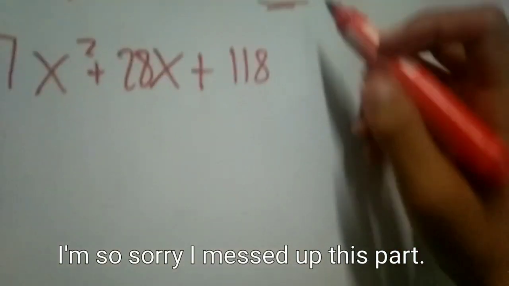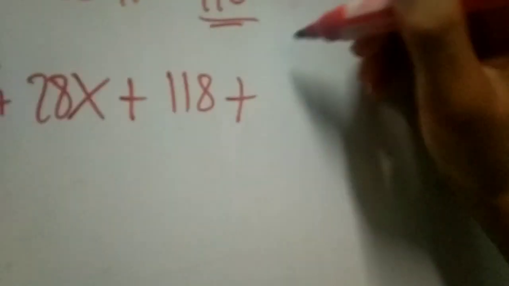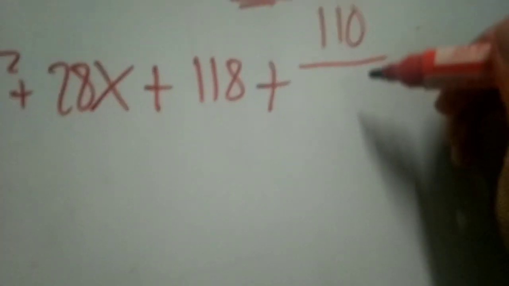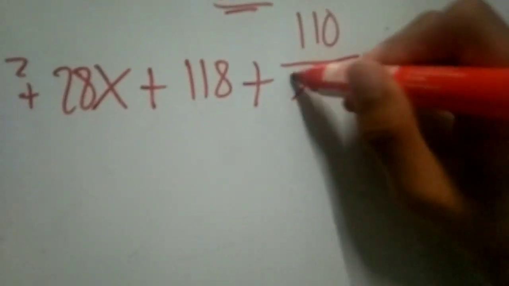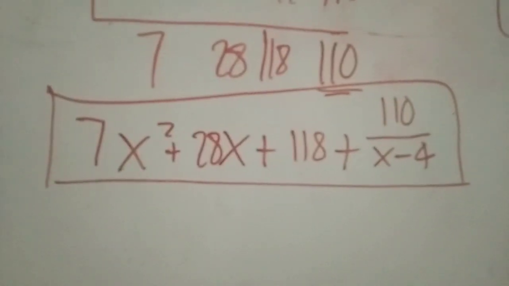Next, our remainder, as you've seen in the previous example, we put it into a fraction. 110 divided by its divisor, x minus 4. And that becomes your final answer. So this is our final answer.